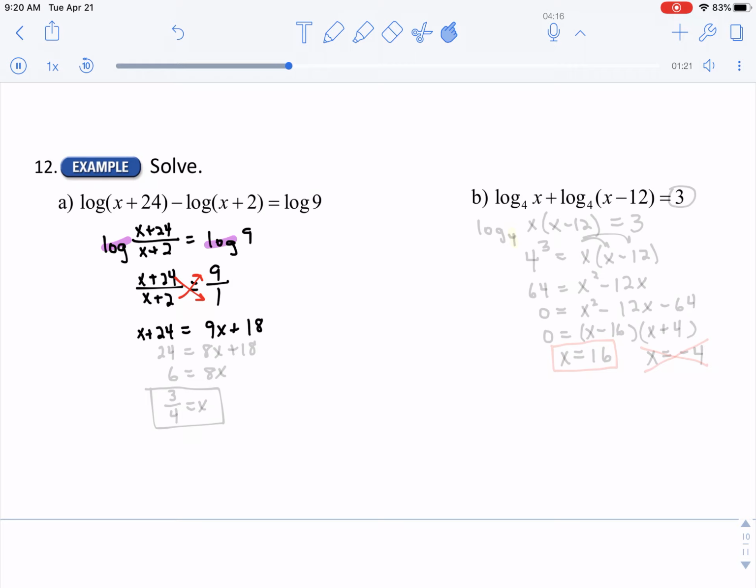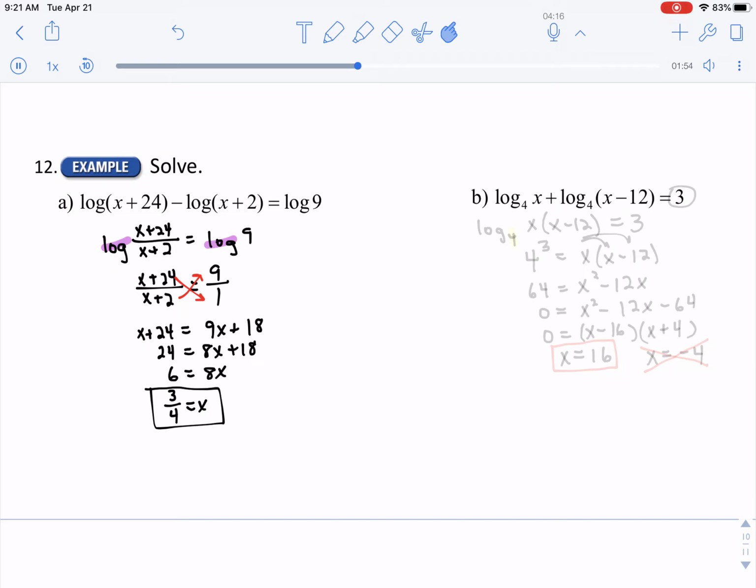All right, now I'm going to subtract x from both sides, so I get 24 equals 8x plus 18. I'm going to subtract 18 from both sides, and I get 6 equals 8x, and divide both sides by 8, and then reduce, and I get 3 over 4 equals x, and that's the answer. So again, you can't drop the logs unless there's a log on the left and one log on the right, and nothing else.